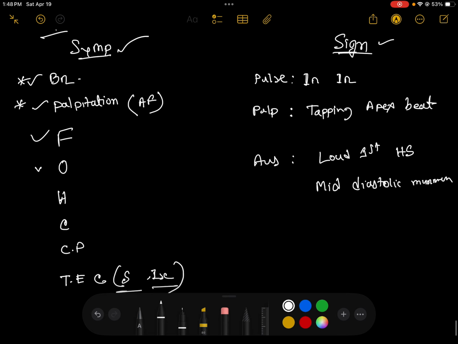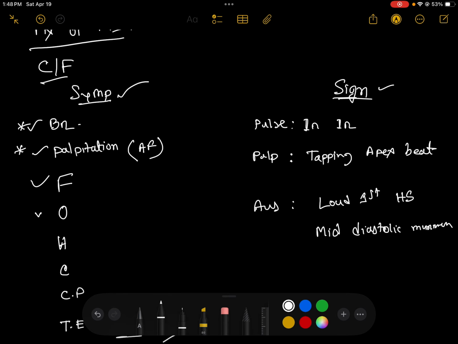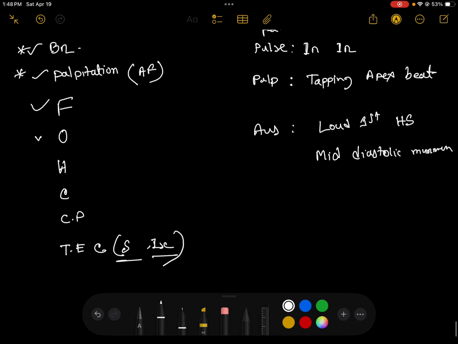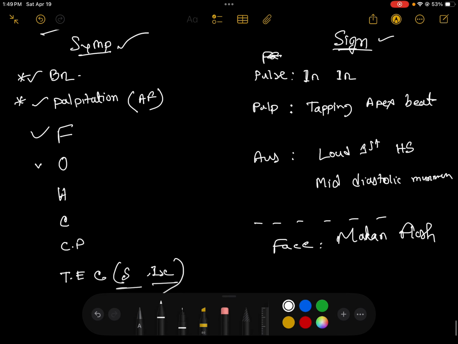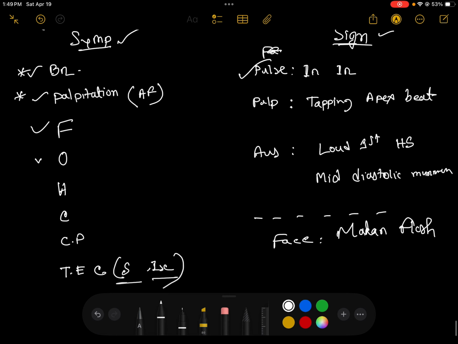Signs include the face: mitral facies or malar flush. Pulse irregular, then jugular venous pressure or JVP. If right heart failure develops, there will be a raised JVP.